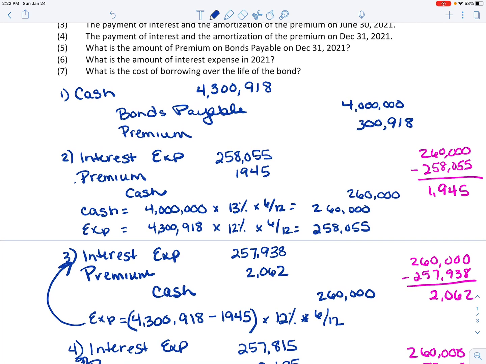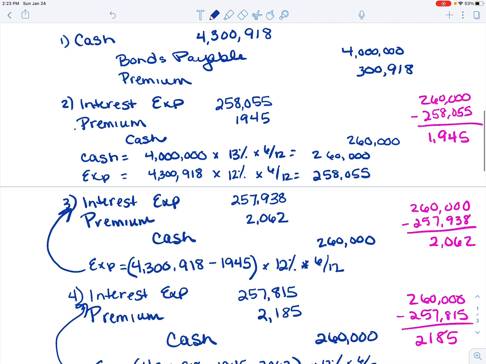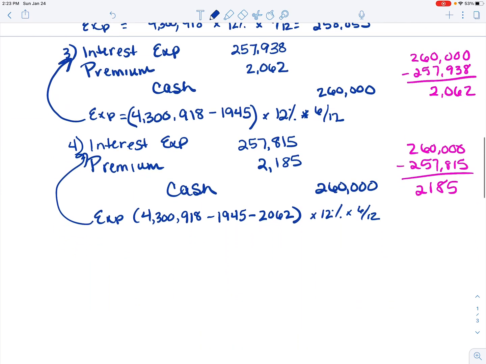In the fifth question here, we want to now figure out what is the bond premium, the premium on bonds payable at the end of the year. So what amount are we showing on our balance sheet for this bonds premium? To do that, I'm going to look at our bonds premium.